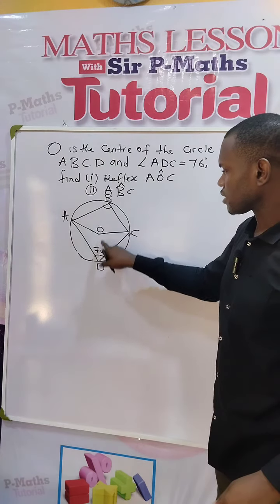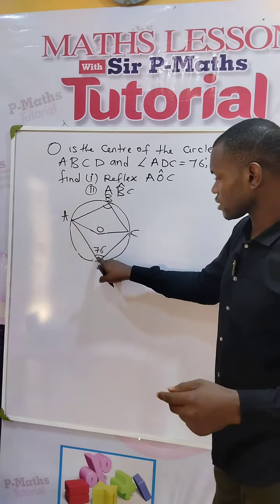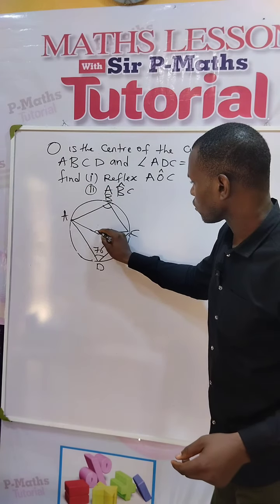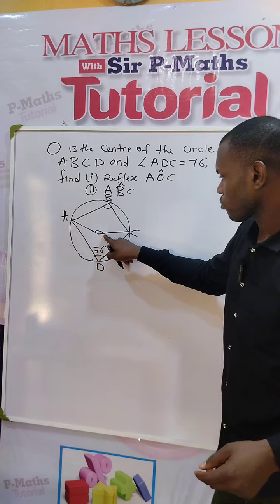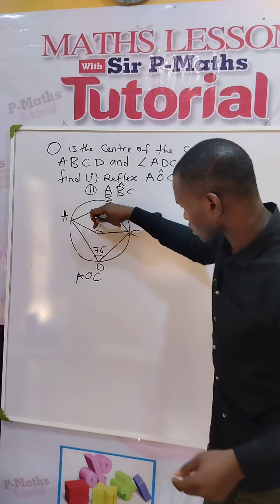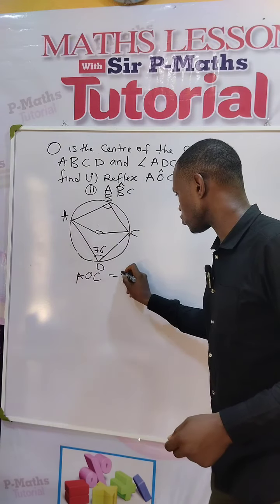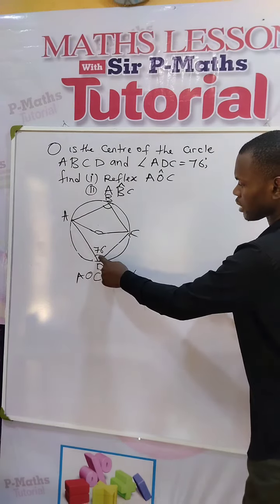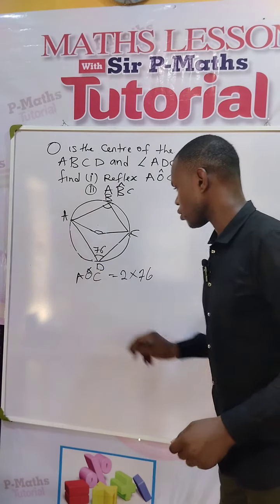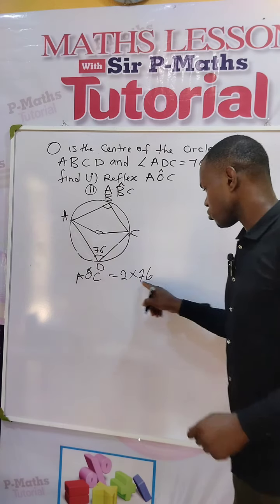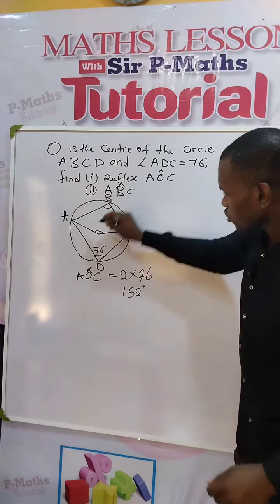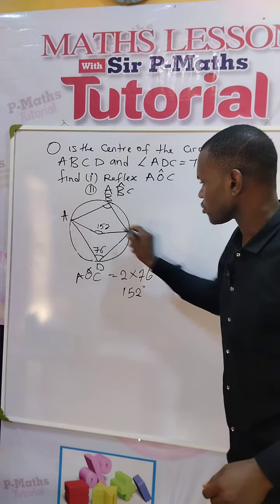Remember that the angle at the center of a circle is twice the angle at the circumference. So this obtuse angle, we can get this obtuse angle. From there, we get the reflex angle. So we can say that the obtuse angle AOC, that is the angle inside there, is equal to 2 times the angle at this position, 76. That is one of the laws of circle. Then when you multiply, you obtain 152 degrees. So here is 152 degrees.